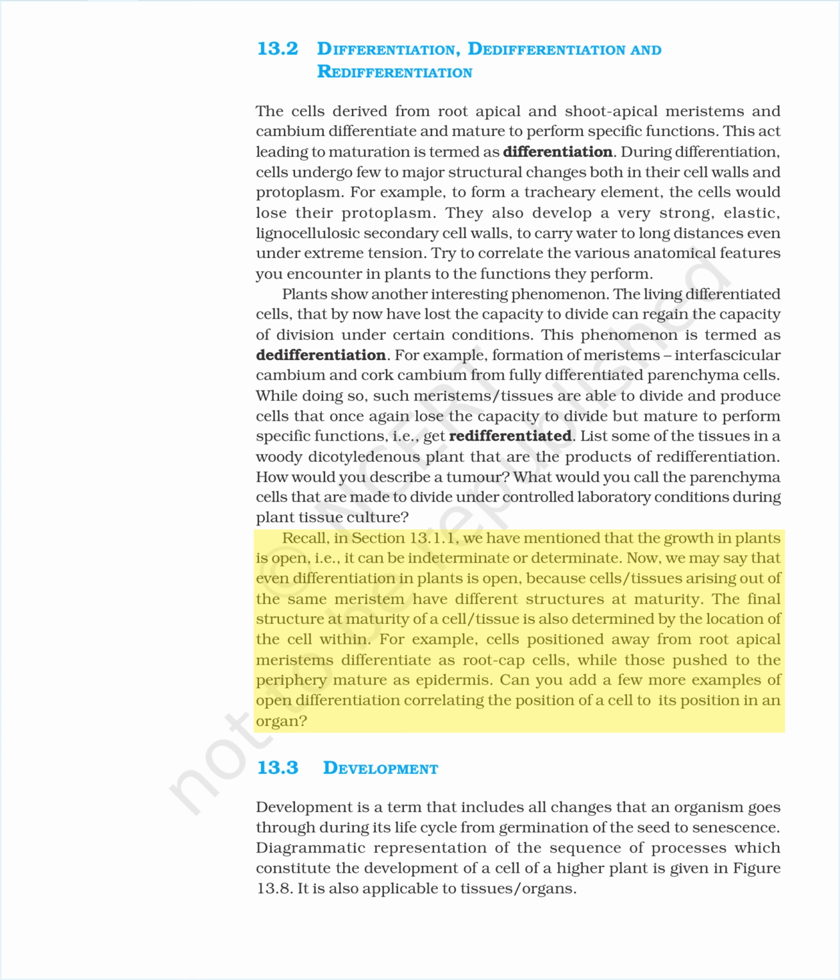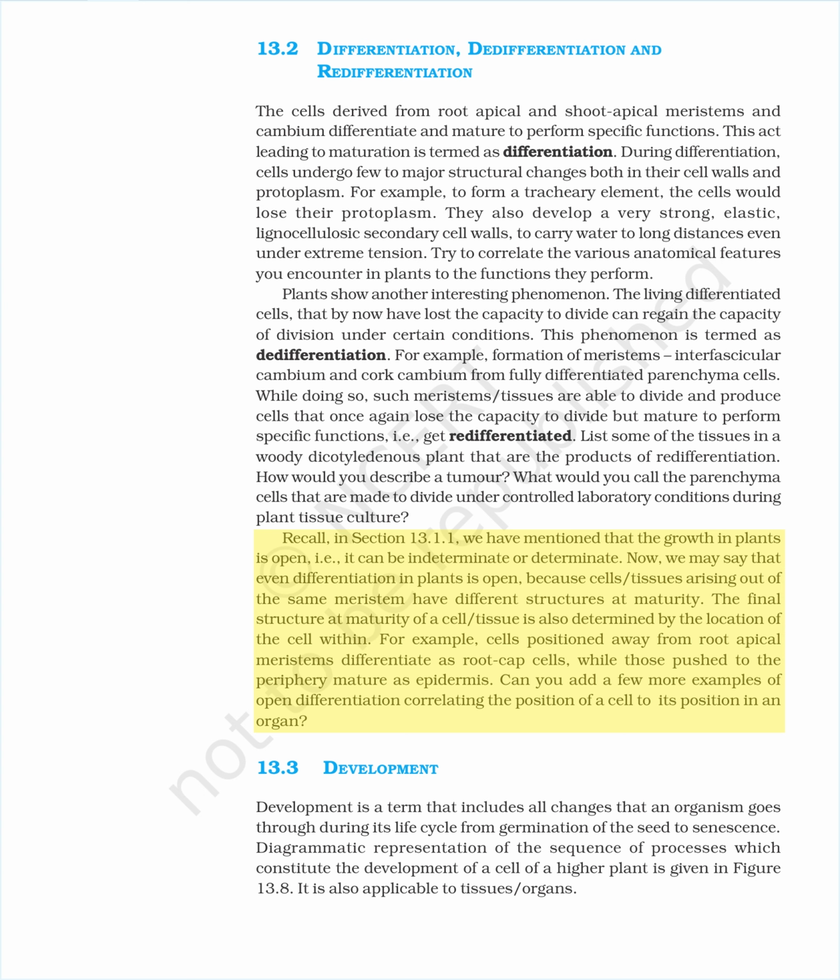Recall, in section 13.1.1, we have mentioned that the growth in plants is open, i.e., it can be indeterminate or determinate. Now, we may say that even differentiation in plants is open, because cells/tissues arising out of the same meristem have different structures at maturity. The final structure at maturity of a cell/tissue is also determined by the location of the cell within.